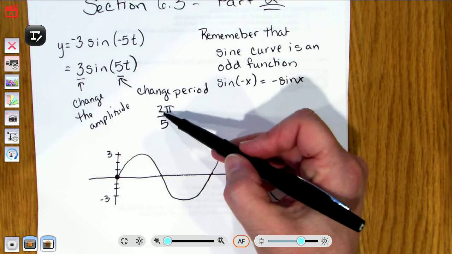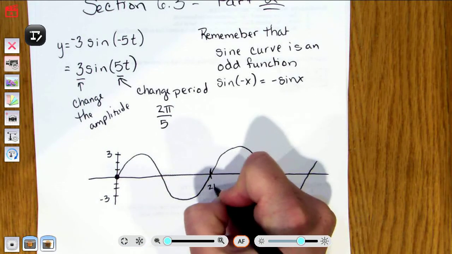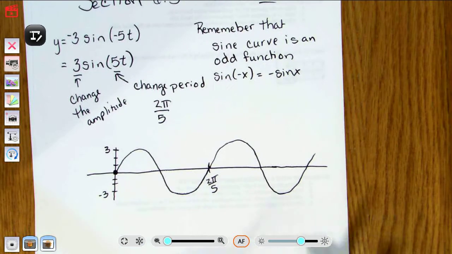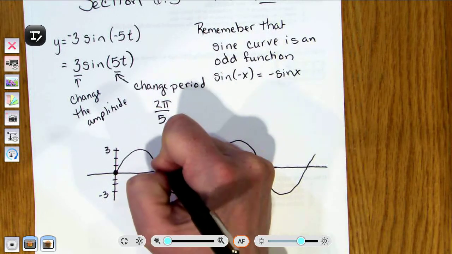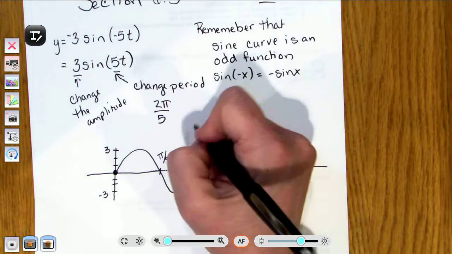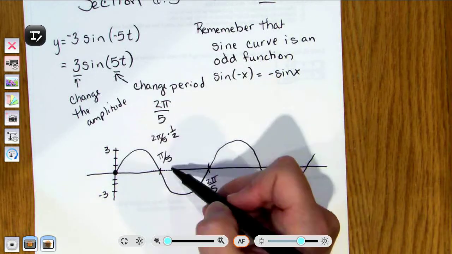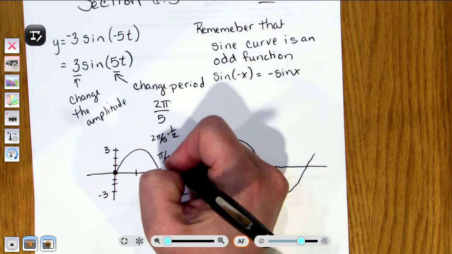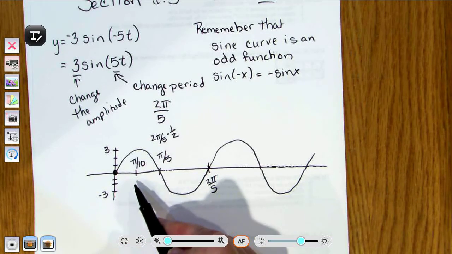Our period is now 2 pi over 5, so that means we went through 1 complete cycle in 2 pi over 5 units. This gets a little messier trying to break it up, but again, halfway between. So we're going to take this and multiply by a half, which is going to cancel that 2. This becomes pi over 5. So that's my 2 pi over 5 times a half, or dividing by 2. The 2's cancel, pi over 5. Halfway between there and here, we're going to be taking that half of pi over 5, which is pi over 10.